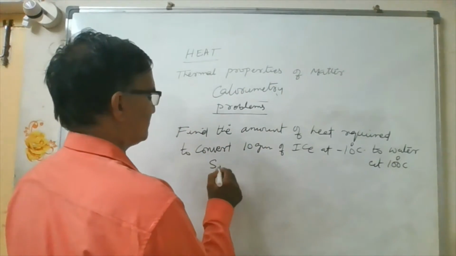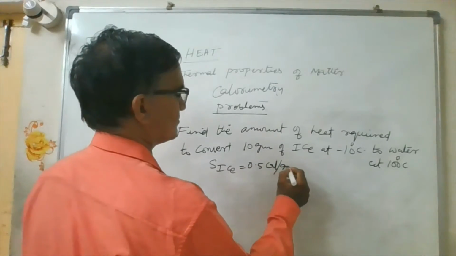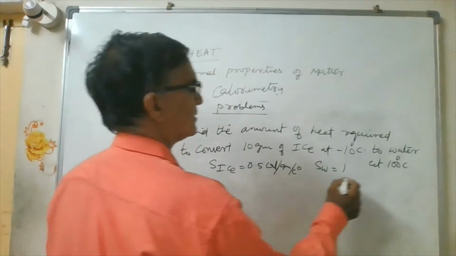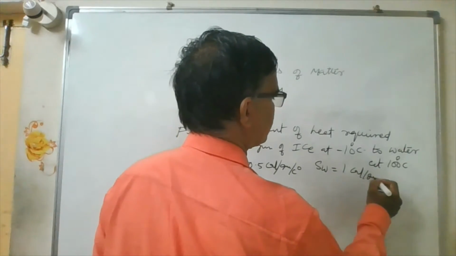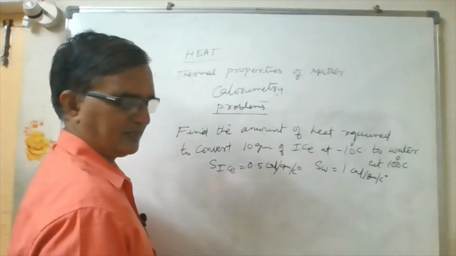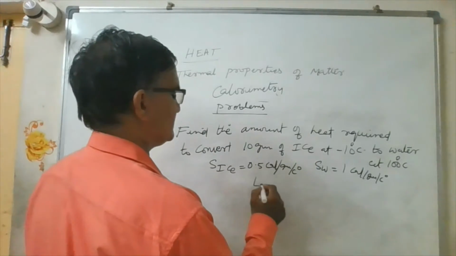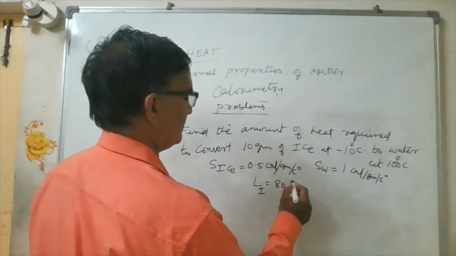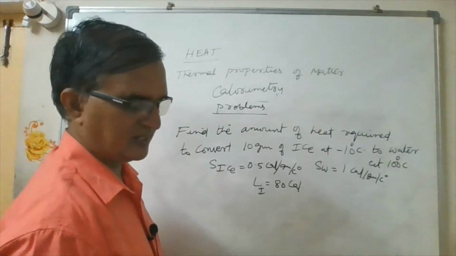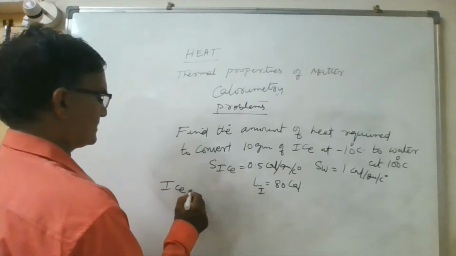Now specific heat of ice is 0.5 calorie per gram per degree. Specific heat of water is 1 calorie per gram per degree centigrade. These are the values. And then latent heat of ice, how much do you have? Latent heat of ice is 80 calories.